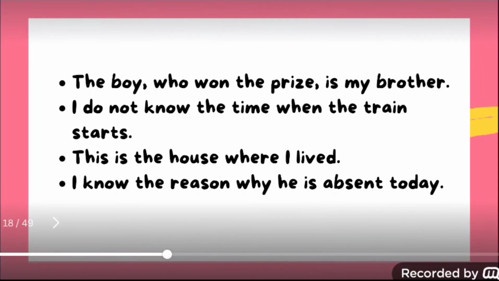We have a few more examples before we move on to that. The first one, the boy who won the prize is my brother. So here we have the dependent clause who won the prize.